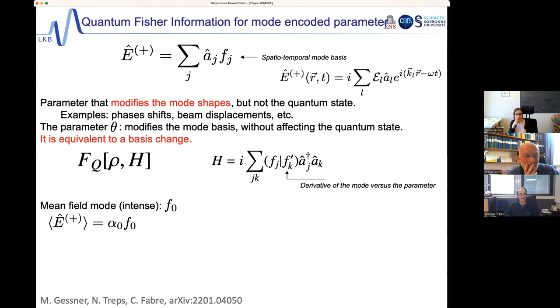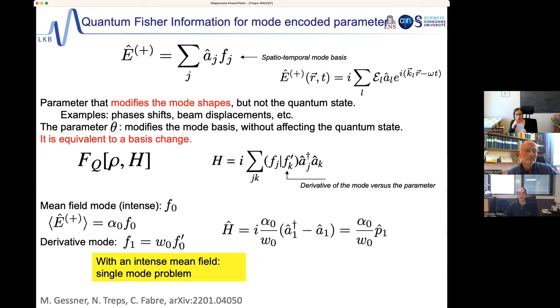And then if you place yourself in a case where you have a strong mean field, you can always do that. You say that my first mode is my strong mean field. In the previous slide, it was my Gaussian beam. You define the derivative mode, which is the derivative of this one versus the parameter. So it was a 0,1. And in that case, you find that your Hamiltonian simplifies to a single mode problem. And this you can show properly, that the only mode which is important is the derivative of your mean field.